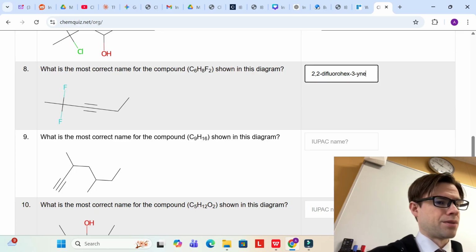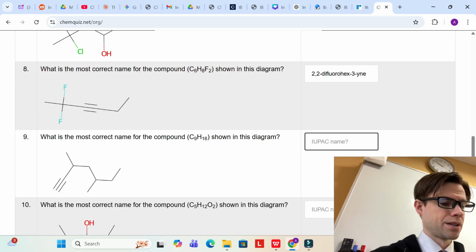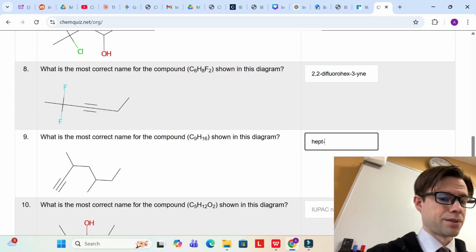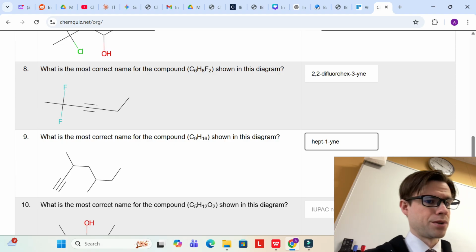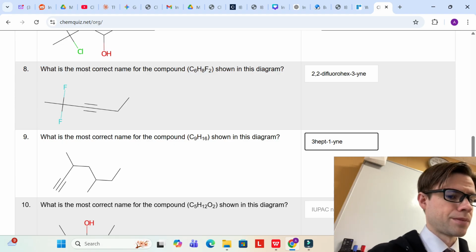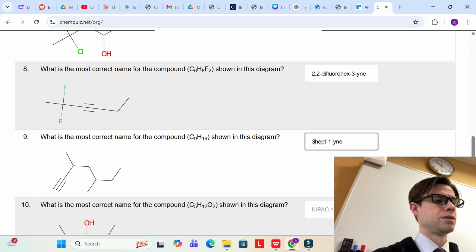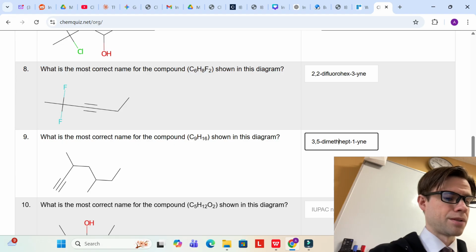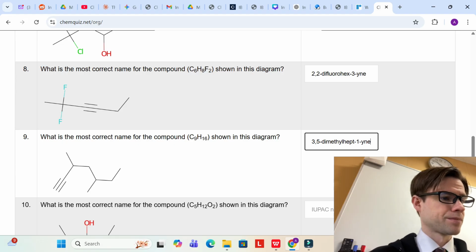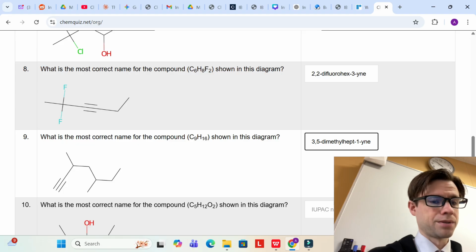I think we need to start counting from that alkyne to make it have the lowest number. So 1, 2, 3, 4, 5, 6, 7. Hept 1-yne. 1, 2, 3, 4, 5, 6, 7. Okay, then if we count from the left, 1, 2, 3, we'll have a methyl group there. And then we'll also have 1, 2, 3, 4, 5. 3, 5 dash dimethyl hept 1-yne. 1, 2, 3, 4, 5. Yeah, that should be good.